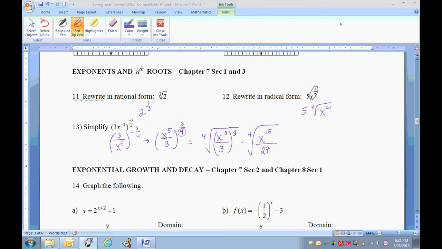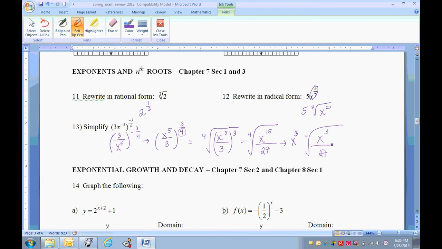So now what I can do is divide this 4 into this 15. Well, 4 goes into 15 3 times. So when I do that, I'm left over with 3, because 4 times 3 is 12. So, like I said, 4 goes into 15 3 times with a remainder of 3 left over. So what I can do is I can pull out an x to the 3rd, because remember, 4 goes into 15 3 times. And then what's left over is x to the 3rd, because it has a remainder of 3, we're still in the 4th root, over 27. So all we did there was pull out an x cubed.